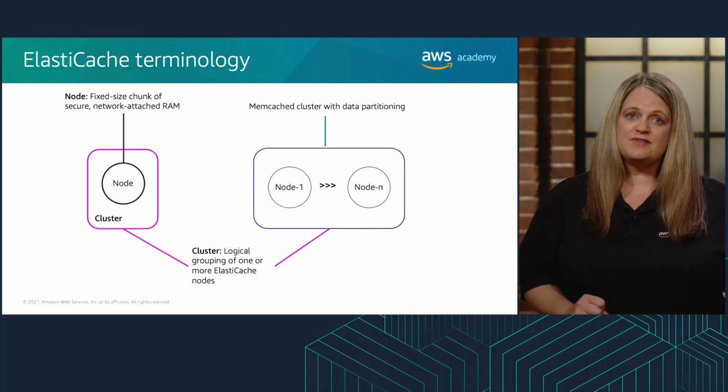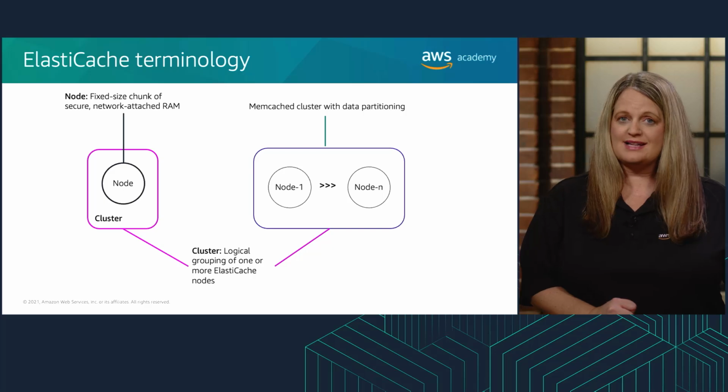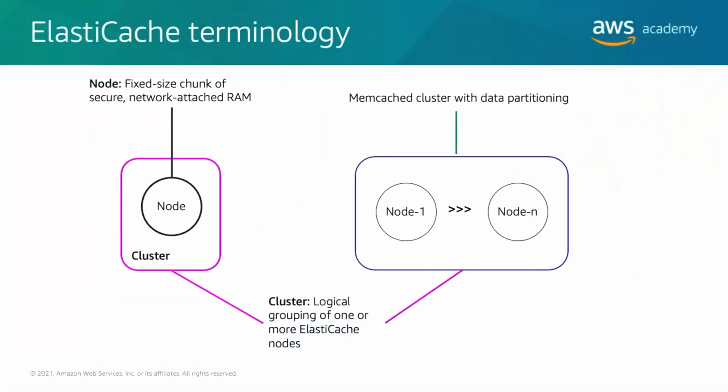A node is a fixed-size chunk of secure network-attached RAM. A cluster is a logical grouping of one or more ElastiCache nodes. Each node runs an instance of the engine and version that you chose when creating the cluster. If necessary, you can scale the nodes in a cluster up or down to a different instance type. Every node within a cluster is the same instance type and runs the same cache engine.